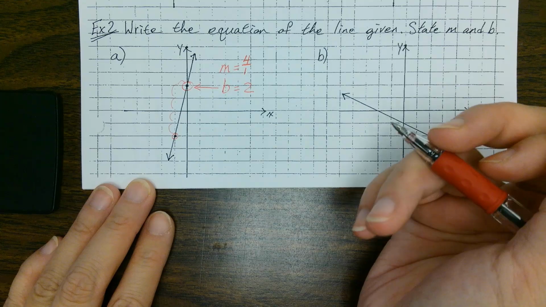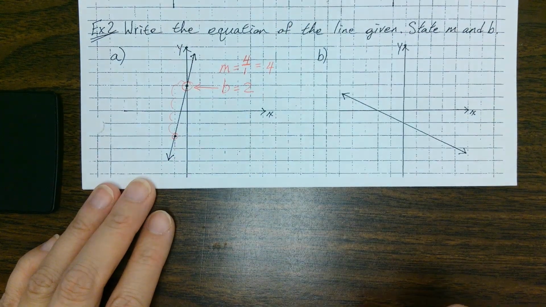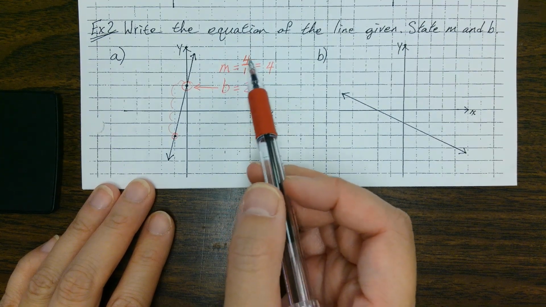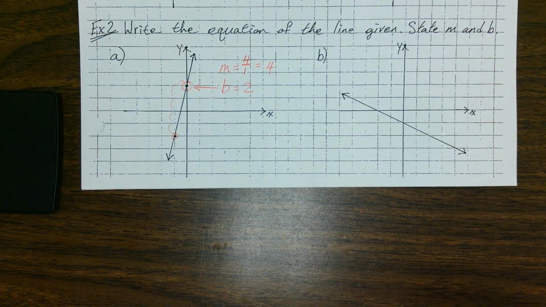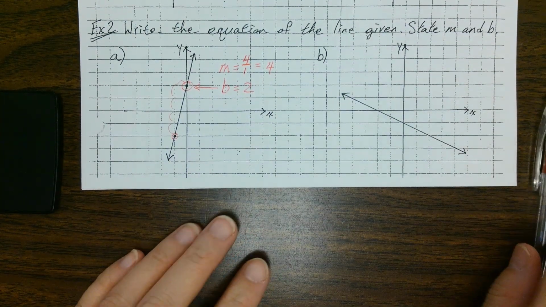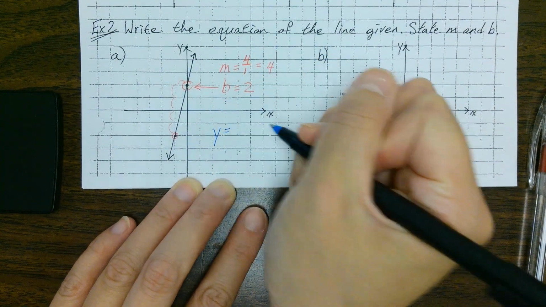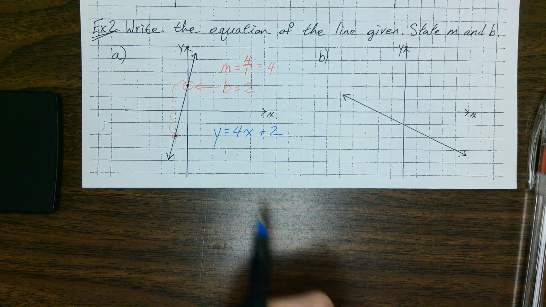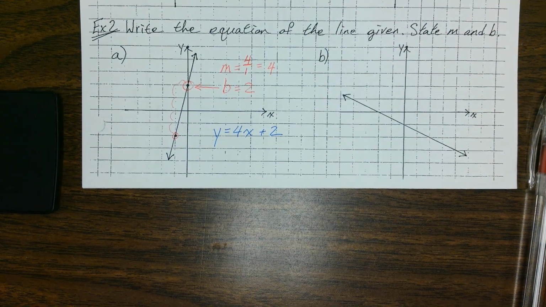All right. What's 4 divided by 1? 4. So on the test or on the assignment, I don't want to see 4 divided by 1. I want to see the 4 when you're writing your equation. So what's my equation then, now that I know the m and I know the b? y = 4x + 2. Good job, guys.